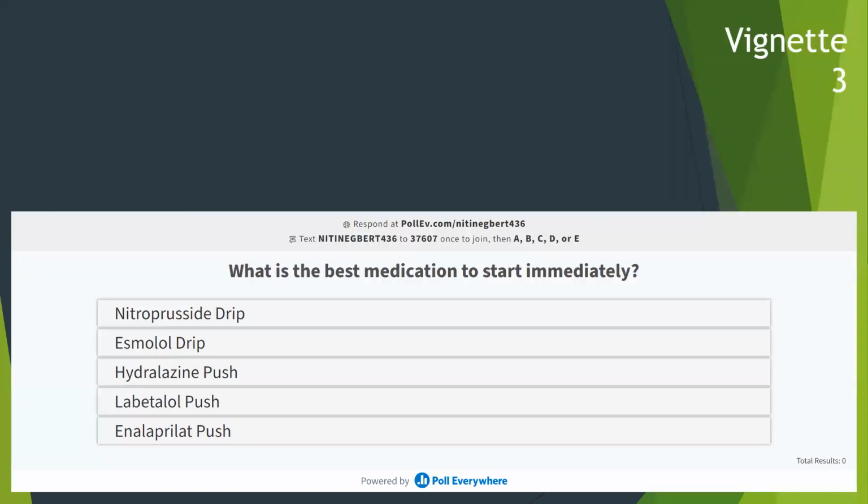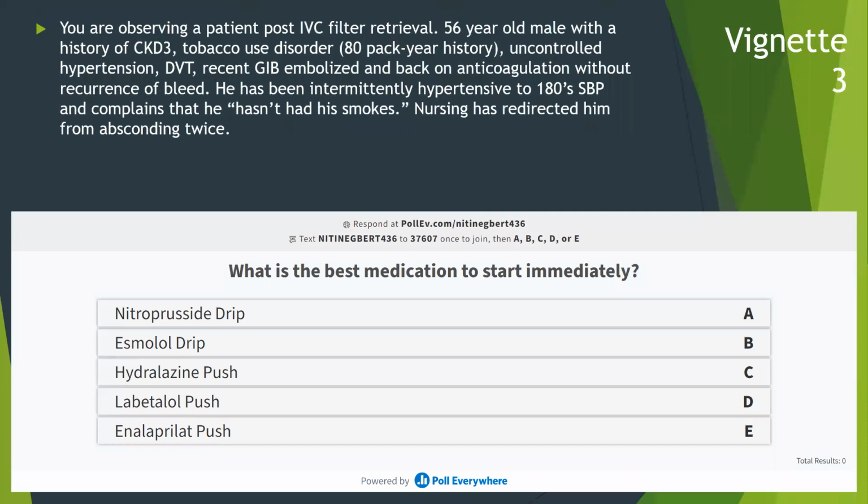All right, so we're coming up on time. Do you guys think we have enough time for one more vignette? I'm going to try to do one more vignette. This is another patient, and then I'll take questions. Another patient. You are observing a patient post IVC filter retrieval.